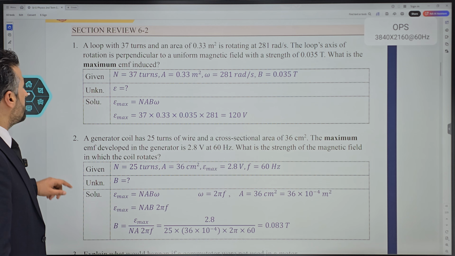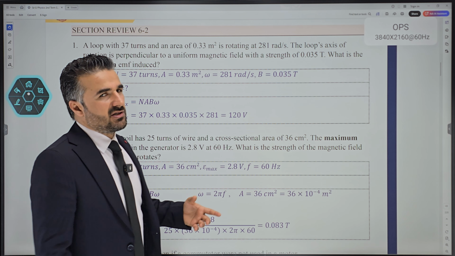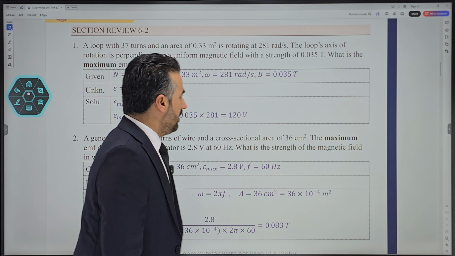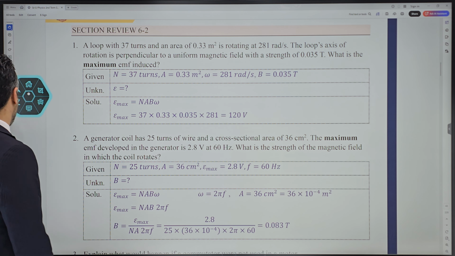Section review 6.2. We have a few questions, by the way. We've solved questions like this before, but we'll just go through these questions just in case you want to know how they're solved.